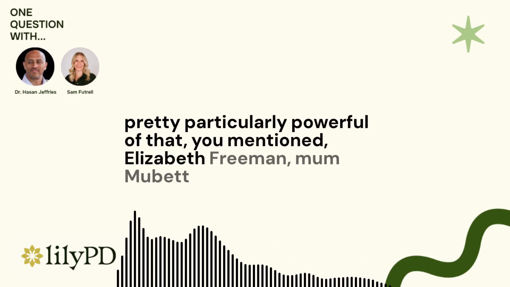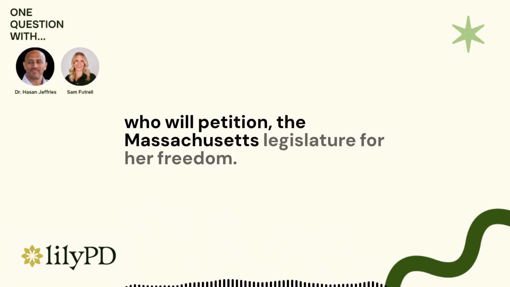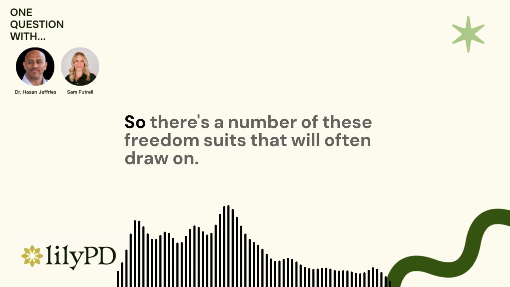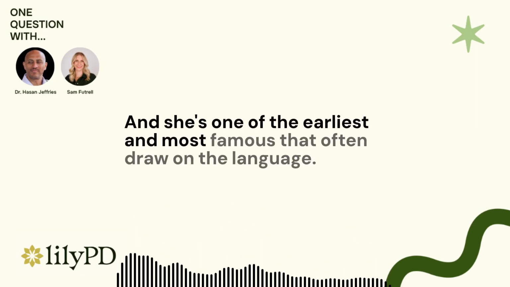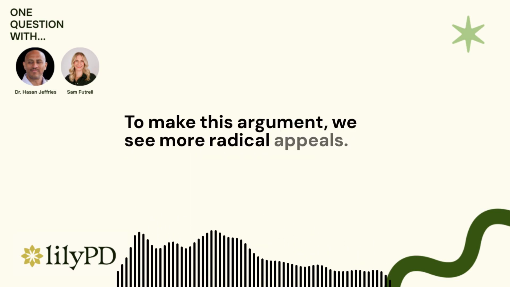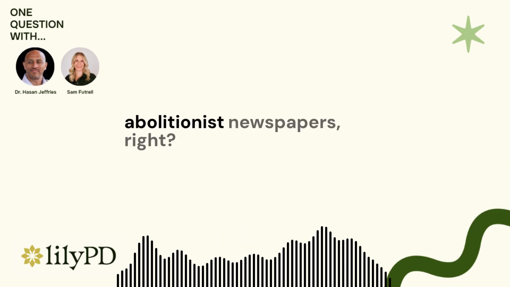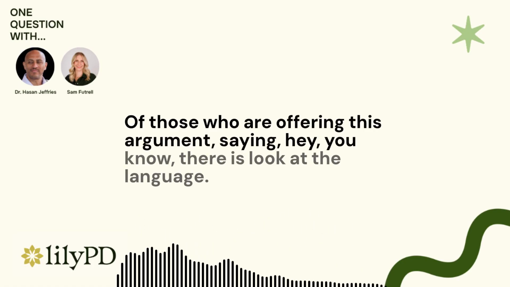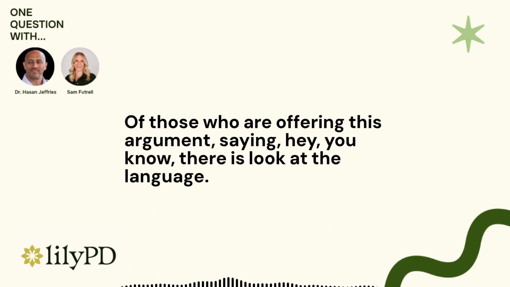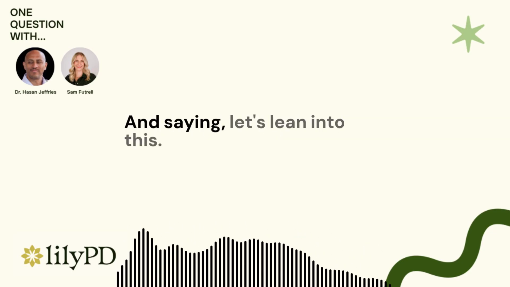You mentioned Elizabeth Freeman, Mum Bet, right, who will petition the Massachusetts legislature for her freedom. So there's a number of these freedom suits, and she's one of the earliest and most famous, that often draw on the language to make this argument. We see more radical appeals, David Walker's Appeal, 1827, but also in abolitionist newspapers, right, of those who are offering this argument, saying, hey, look at the language, let's live up to this. They're making it aspirational, right, and saying, let's lean into this.